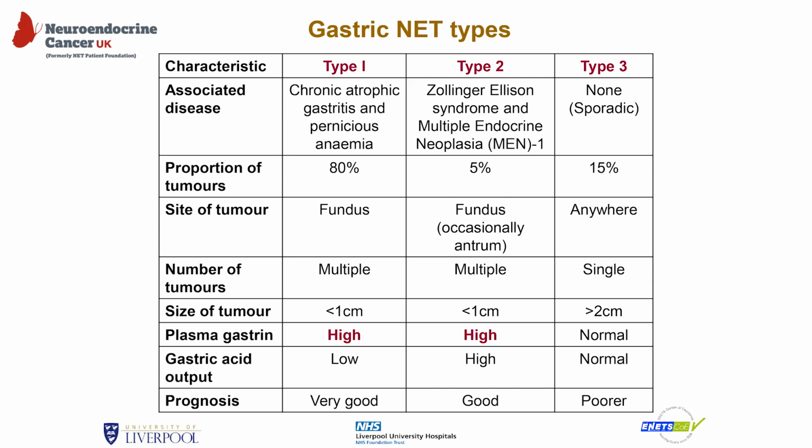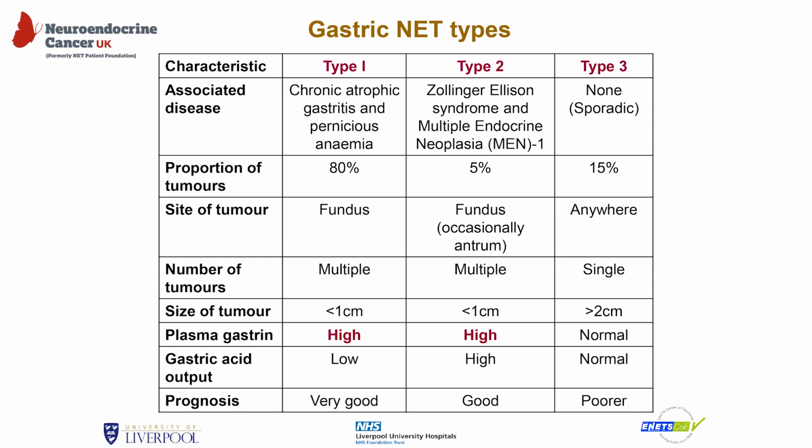Type 2 gastric neuroendocrine tumours in the next column account for about 5%. Again, they're usually multiple small polyps in the stomach. And again, the gastrin level in the blood can be high. However, in this case, the stomach produces high amounts of acid rather than low, but the outlook is still good in most patients.